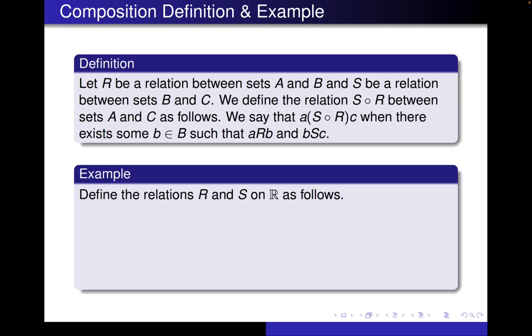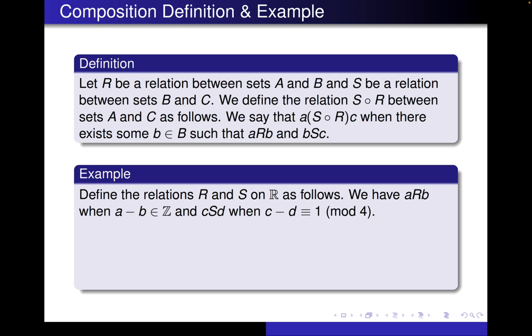So let's look at this in an example. We can define relations R and S on the set of real numbers as follows. Everything is real numbers in this one that we're relating. A is related to B means that A minus B is an integer. That's a relation we've seen before. And we're going to define C related to D under S when C minus D gives us an integer that is congruent to 1 mod 4. And just keep in mind that C and D themselves don't have to be integers. They just have to be numbers where when you subtract them, you do get an integer.